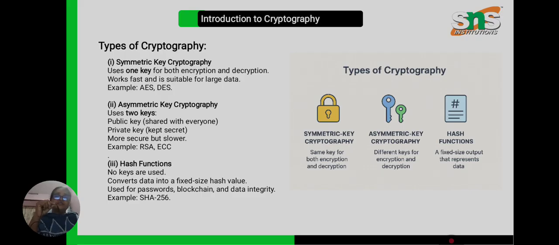Asymmetric key cryptography uses two keys, a public key and a private key. Well-known examples are RSA and ECC. Hash functions do not use any keys, but they convert the data into fixed-size values. An example of this is SHA-256, etc.